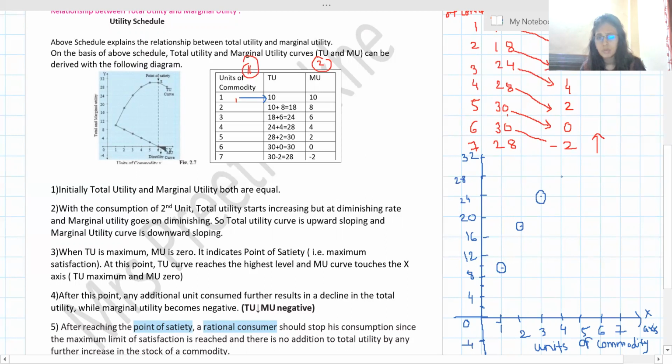I'm drawing from the table only, which we have just drawn. For the fifth, it is 30. 30 will come here. Sixth is also 30. Seventh, see here, seventh is again 28. I have drawn this for you. Now I will join this.